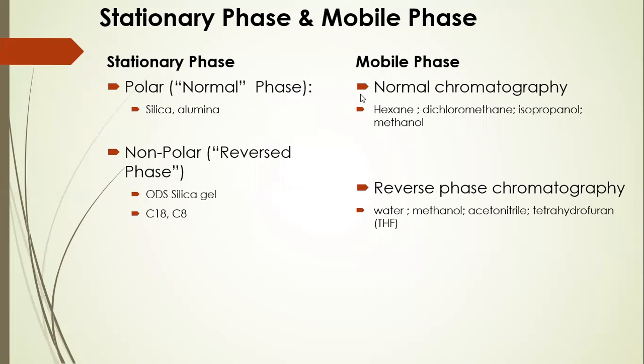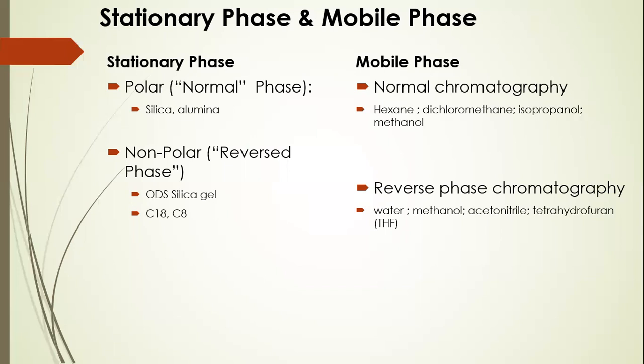Stationary phase is generally polar in nature. In normal phase HPLC, for example, silica or alumina, whereas in reverse phase HPLC, the stationary phase is non-polar. Some modified silica gel, C18 column and C8 column are used as the stationary phase.